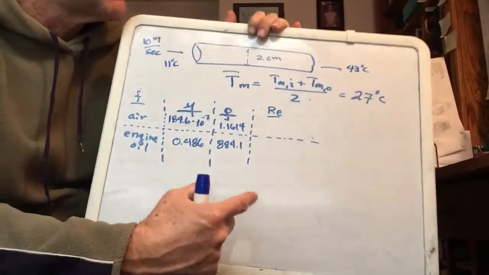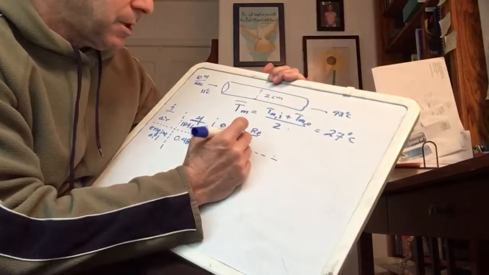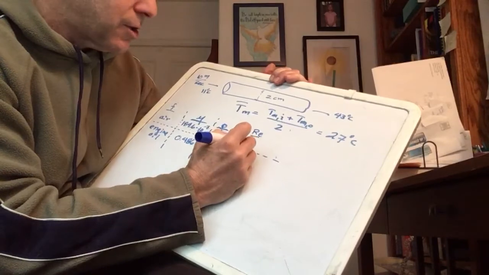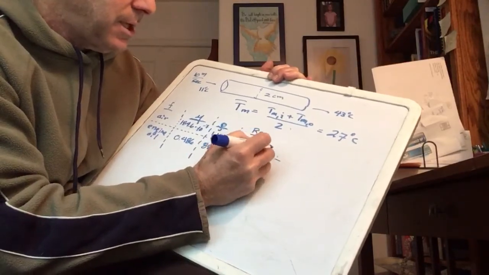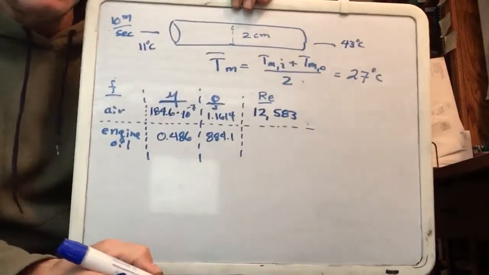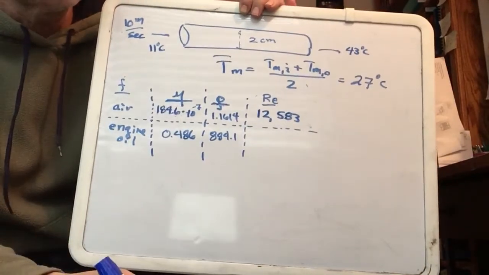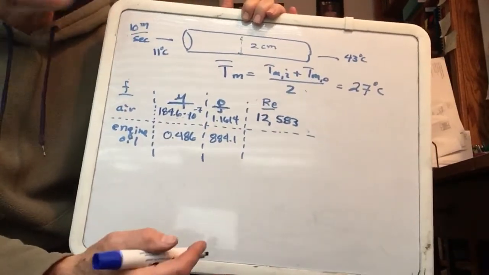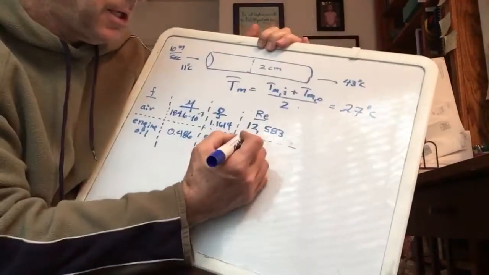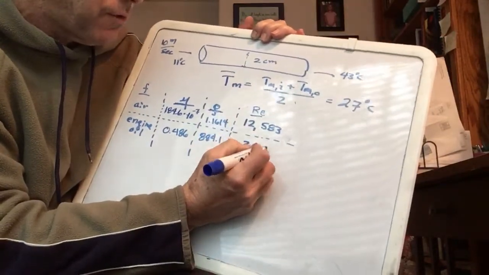Okay, Reynolds numbers. I'll give what I got really quickly. Reynolds number for air, 12583. Check your units. Reynolds number is unitless. Okay, how does it work out for engine oil? Well, I went through and calculated, and it's 364.